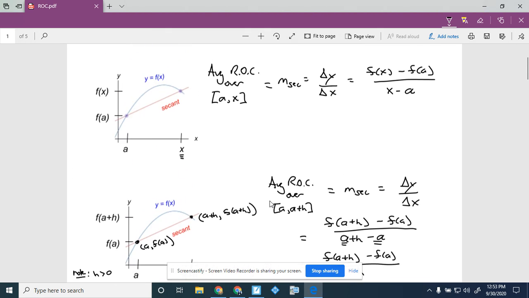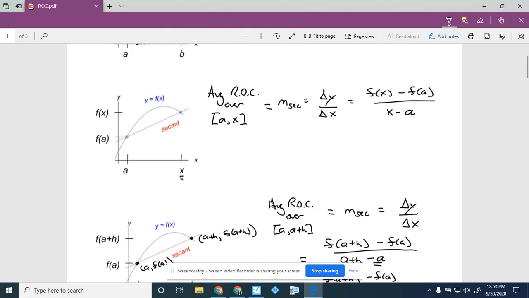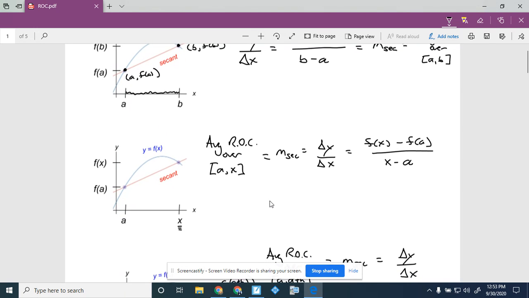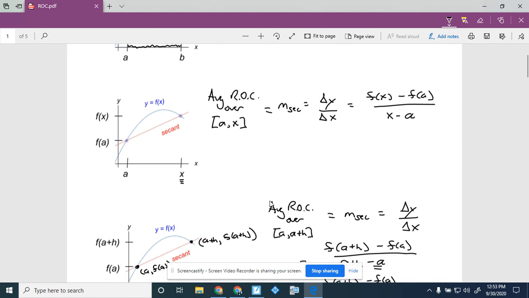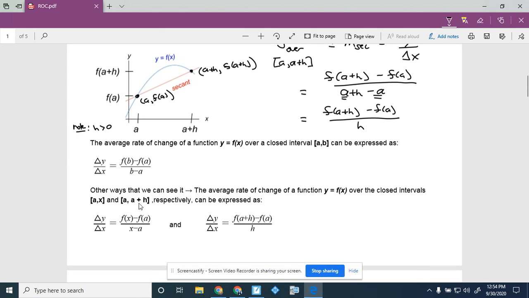So in all three of these examples, whether I labeled AB, AX, or A plus H, they're all slope formulas. They're all finding the slope of a secant line. And the big takeaway today is for you to understand that to find the average rate of change of a function over an interval, you simply take the slope of the secant line over that interval. And this is just me here wrapping up what I just went over with you.